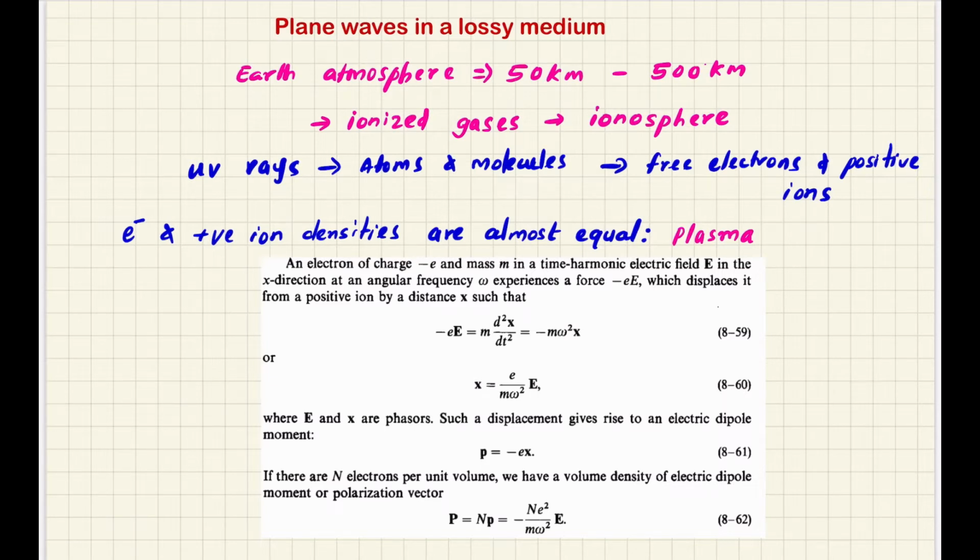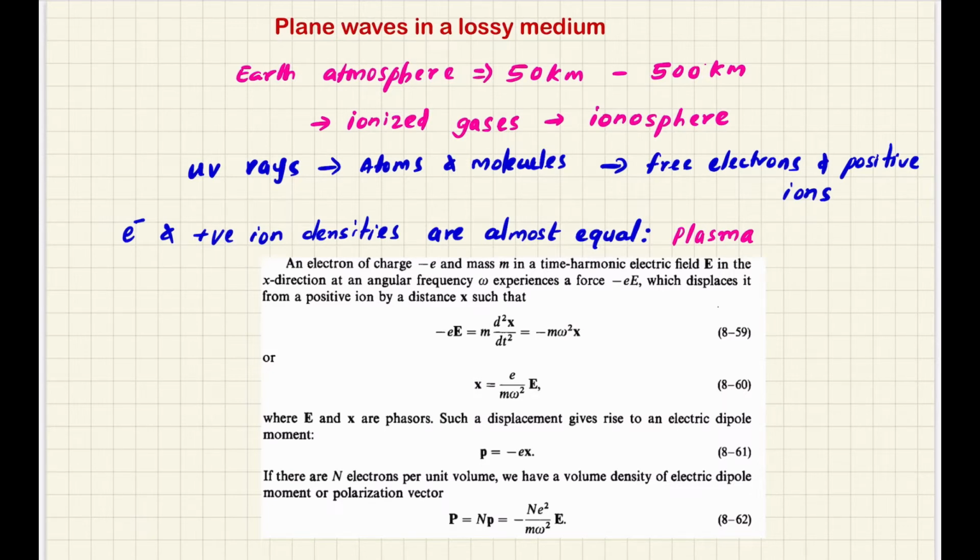Now, when it collides with atoms or molecules, it will create free electrons as well as positively charged ion cores. And these positively charged ion cores are heavier when compared to the free electrons, and the densities of these charges are almost equal, and you can call it a plasma medium. Okay. And since the positive ion cores are heavy, they can be treated as relatively in the rest state, and the electrons are free to move in the region. Okay, so you can treat it as a free electron gas.